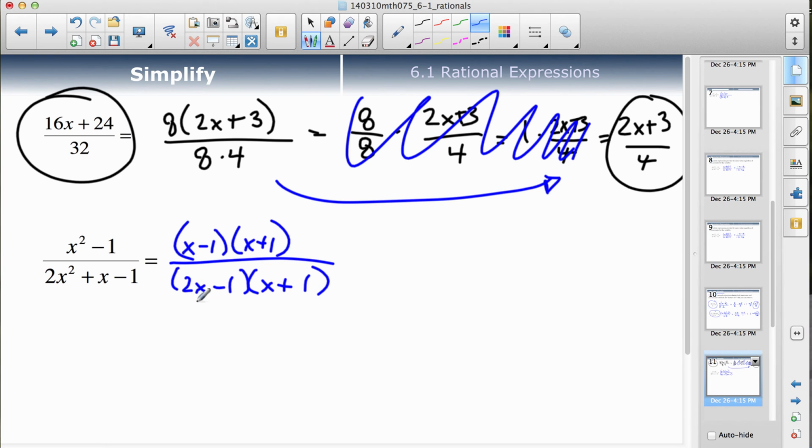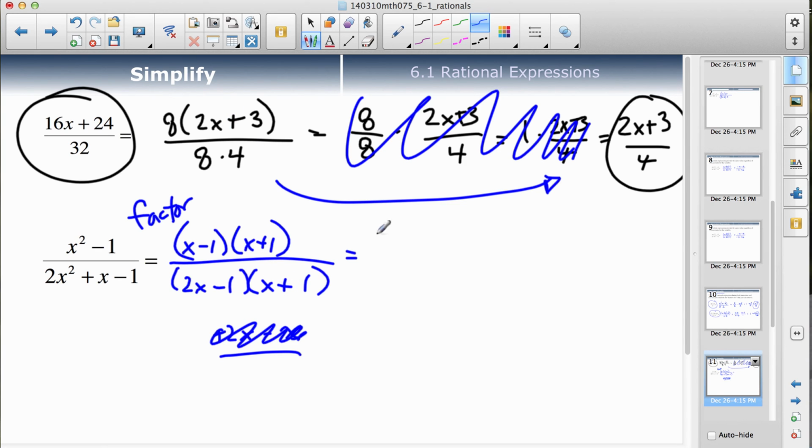Let me just confirm. 2x squared, yeah, plus 2x minus x. And that's going to give me a positive x. Oh, that's good. Negative 1 times positive 1, negative 1. So yeah, that's correct. Now I look for factors that are the same. Notice I can't cancel this x with this x. Or back here, I can't cancel any of these x squareds with each other. I first must factor.